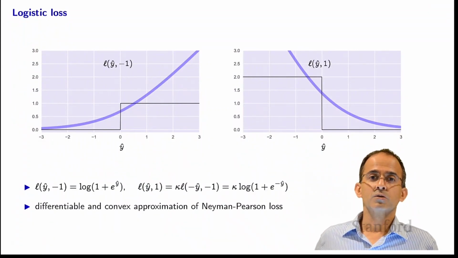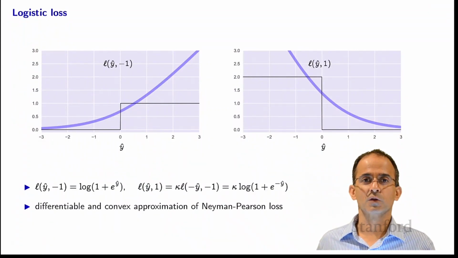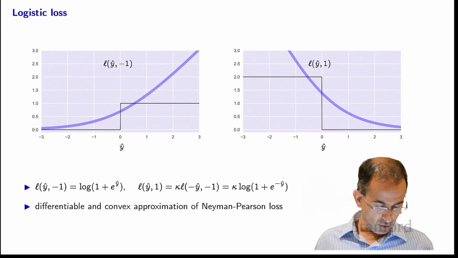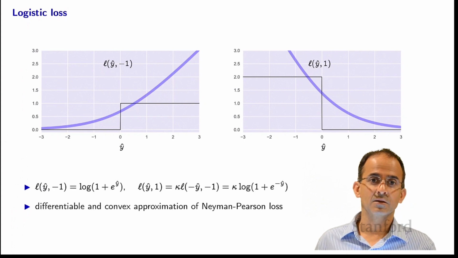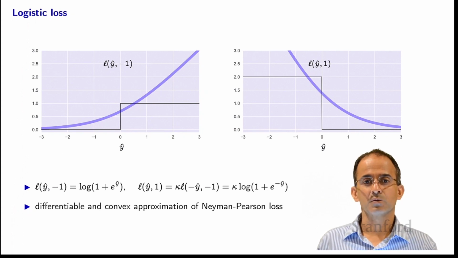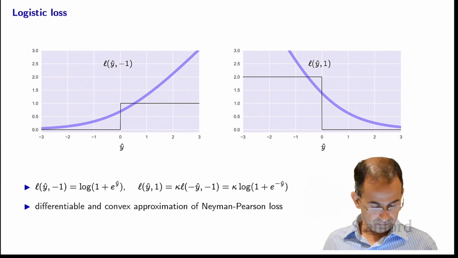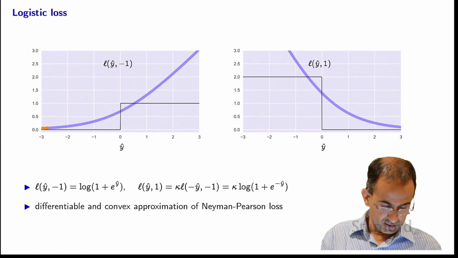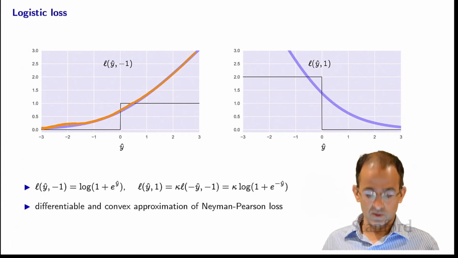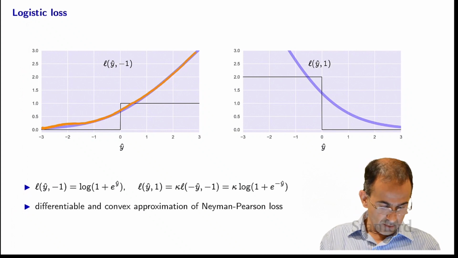Here is one of the most commonly used loss functions for Boolean classification. This is the logistic loss function. This is the log of 1 plus e to the y hat for the case when y is minus 1. And in the case when y is 1, we flip it and we scale by kappa. And you can see that, well, it's not the perfect approximation to Neyman-Pearson, but it does grow in the right direction. It's small on the left-hand side, and it grows as we move to the right.